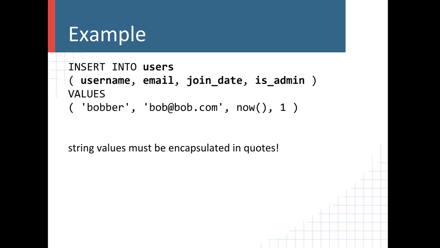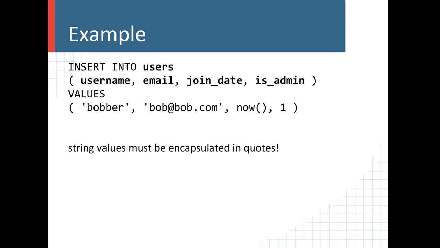Here we have insert into users, username, email, join date, and is admin. You can see that username is a string value encased by single quotes. Email, again, same thing, string value. Join date is a date time value, so now is a perfect function to just insert a date time value. That would be now, the time the query is run. And then is admin would be like a 1 or a 0, 1 being that this person is indeed an admin, and that gives him the ability to edit other people's posts, for example.